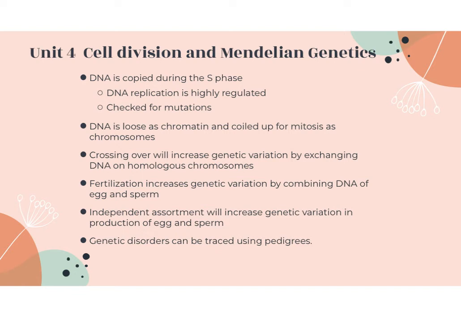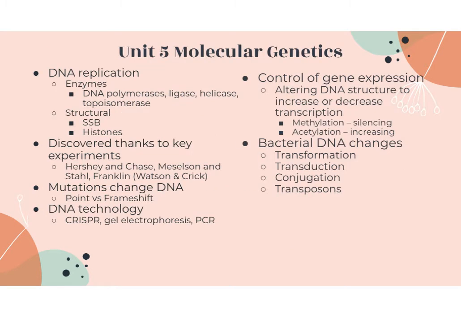Another way that we talk about genetics or DNA in Mendelian genetics is because we can trace genetic disorders through pedigrees, which are the family tree things. The other unit where DNA plays a major role, or nucleic acids play a major role, is in Unit 5, where we talk about molecular genetics.